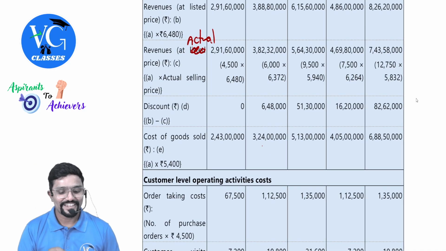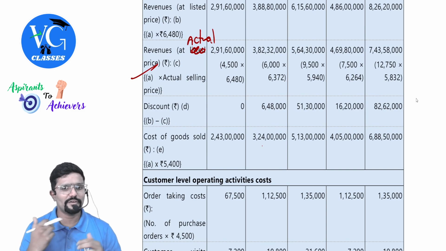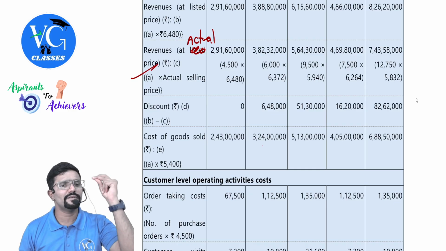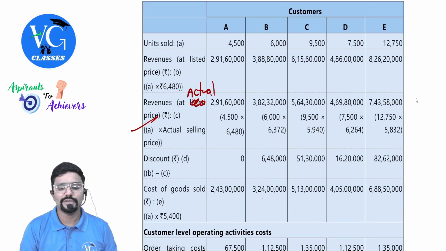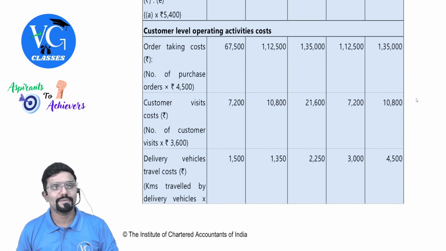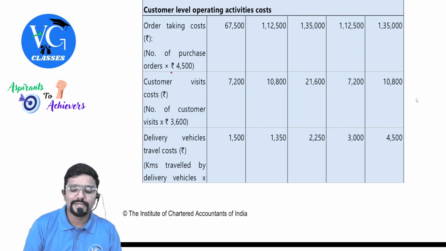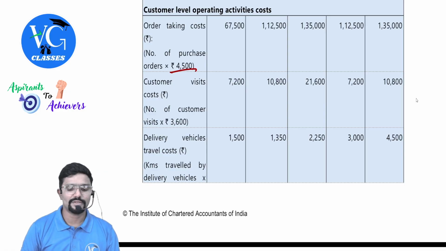Fine. So at actual price, we have taken the revenue, then discount. We have deducted each other. That will give you a discount. Okay. Cost of goods sold. They have given purchase price is 5,400 into units sold. Okay. Customer level operating activity cost. So per purchase order how much? 4,500. Multiply that with number of purchase orders.